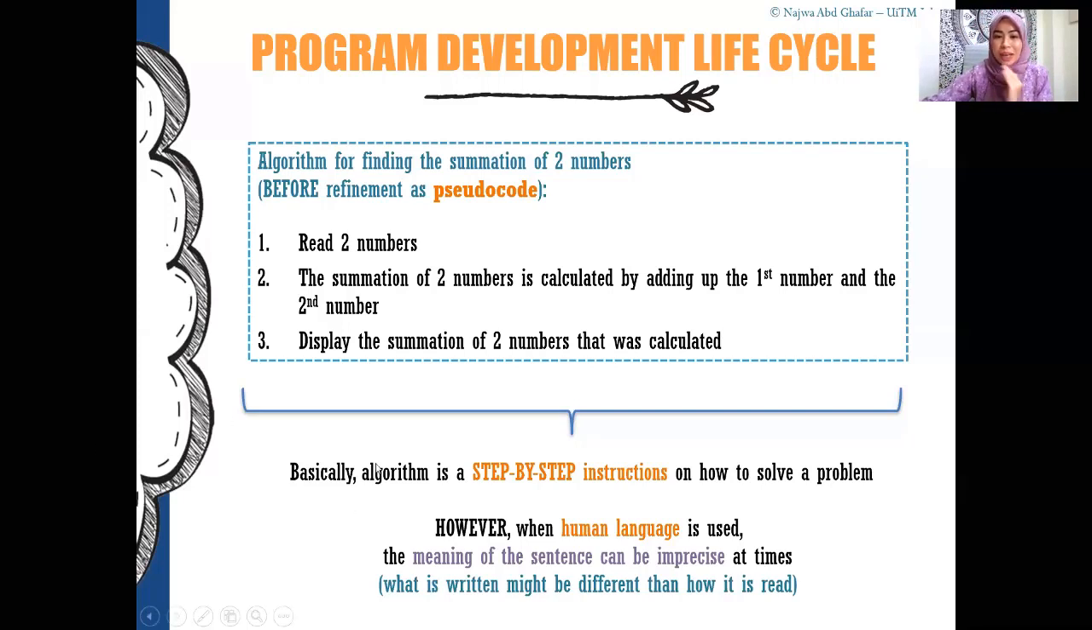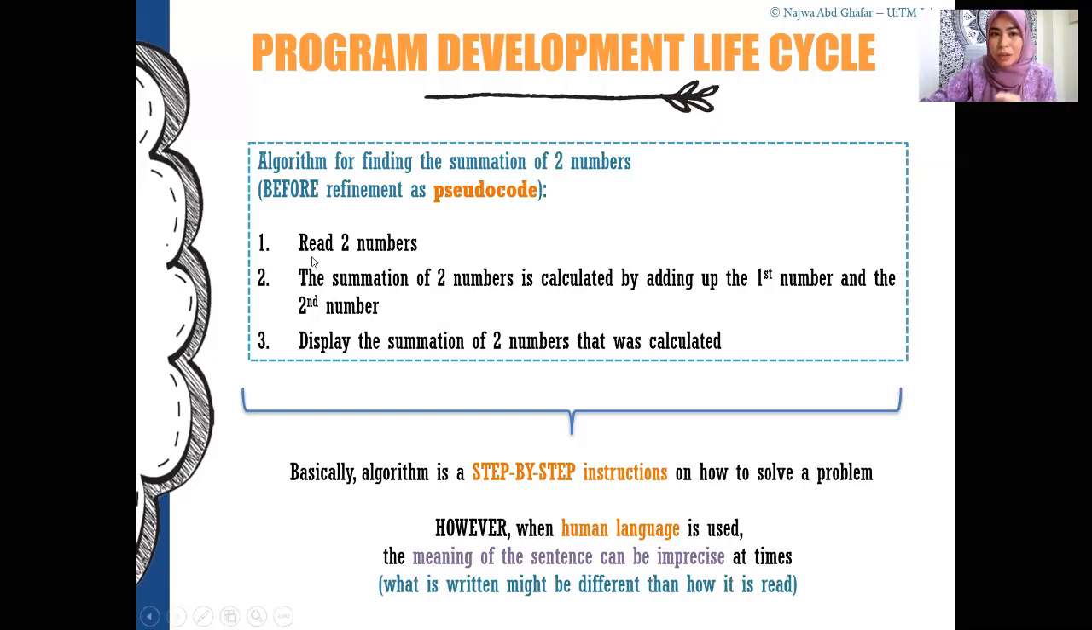Okay. So basically an algorithm is step-by-step instructions on how to solve a problem. But whenever human language is used, the meaning of the sentence can be imprecise at times. Meaning, when you write your algorithm using a language we read, don't write it too long. If possible, write it as short as you can, because when it becomes long, people may misread it. Okay, for example: the summation of two numbers is calculated by adding up the first number and the second number. Long. I don't want you to do that. Okay, don't write in sentences. If possible, write directly in a formula.